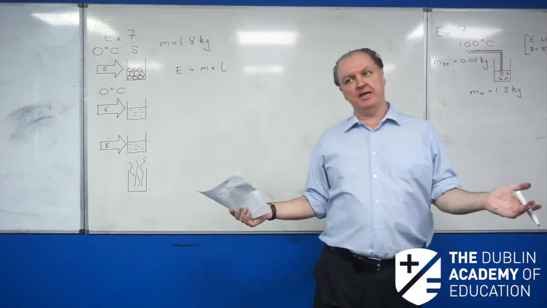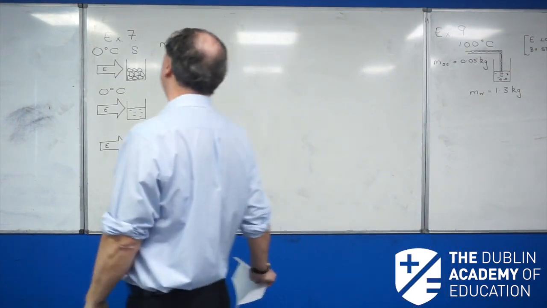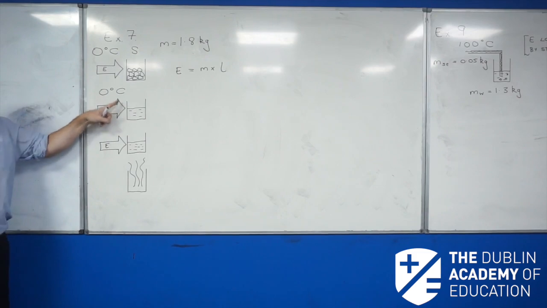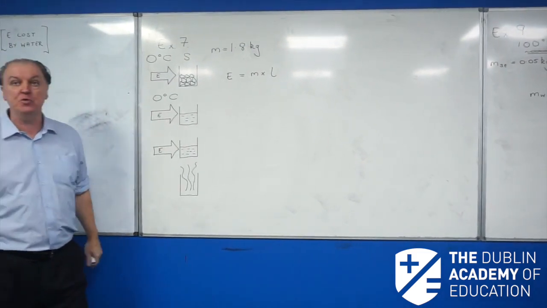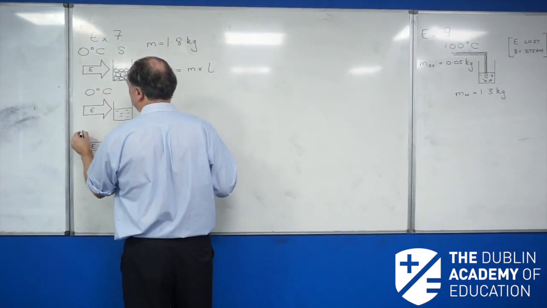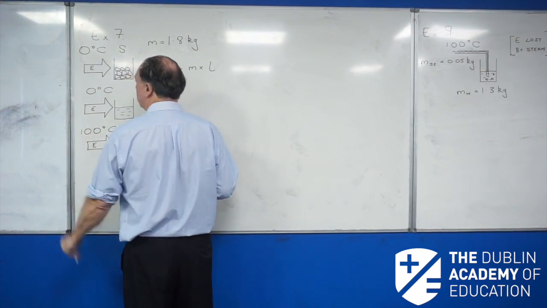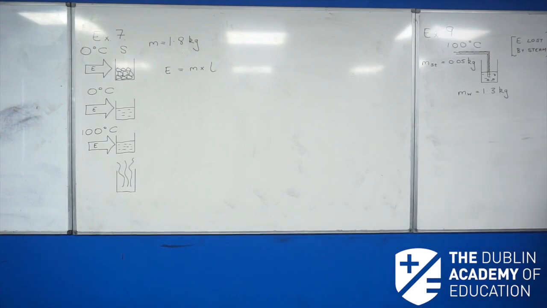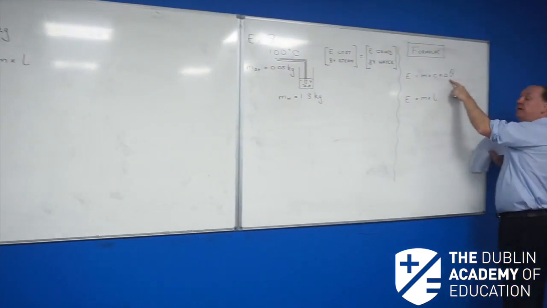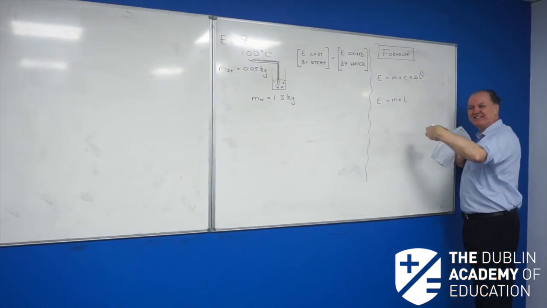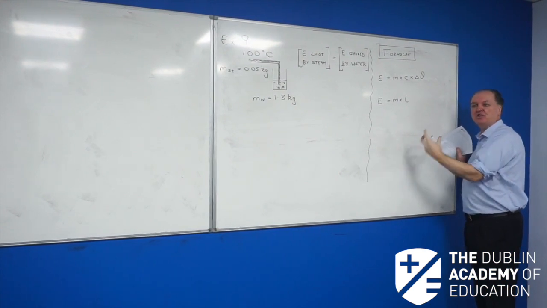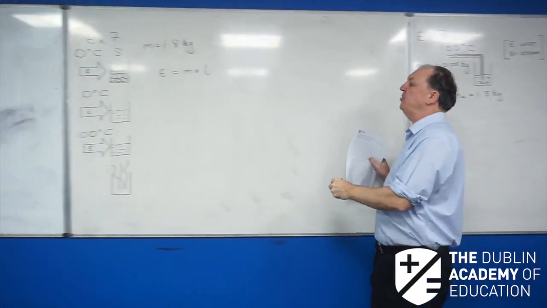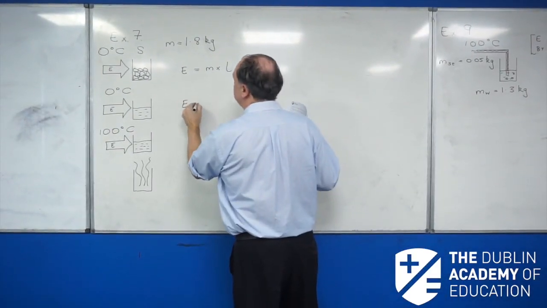Move on to the next stage. We're now talking about water, which is at 0 degrees Celsius, and we're talking about adding energy to raise its temperature to 100 degrees Celsius. Well, what formula am I using? I'm now going to be using the formula E is equal to mc delta theta, because we're talking about staying as water. We're not changing its state, we're just raising its temperature. So the formula I'll be using here will be mc delta theta.